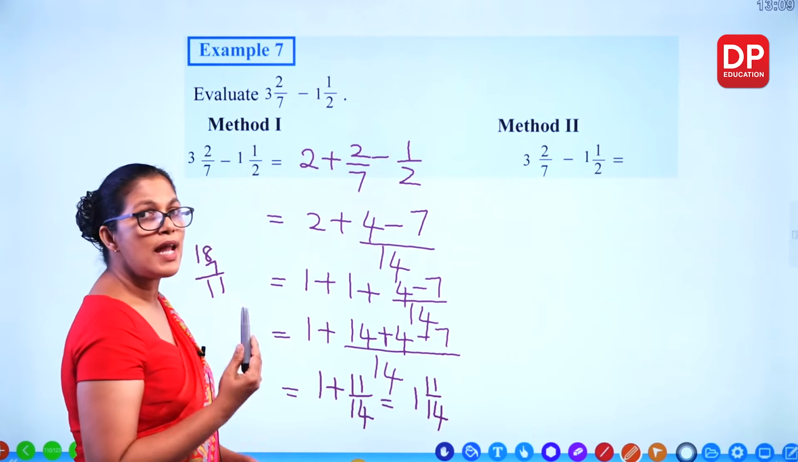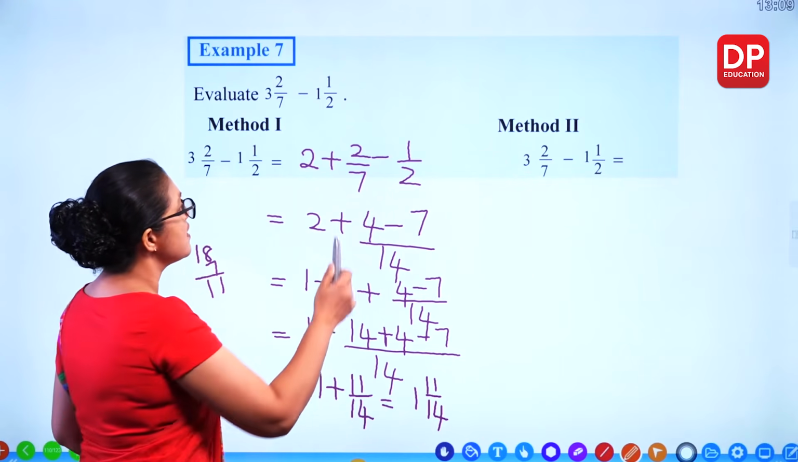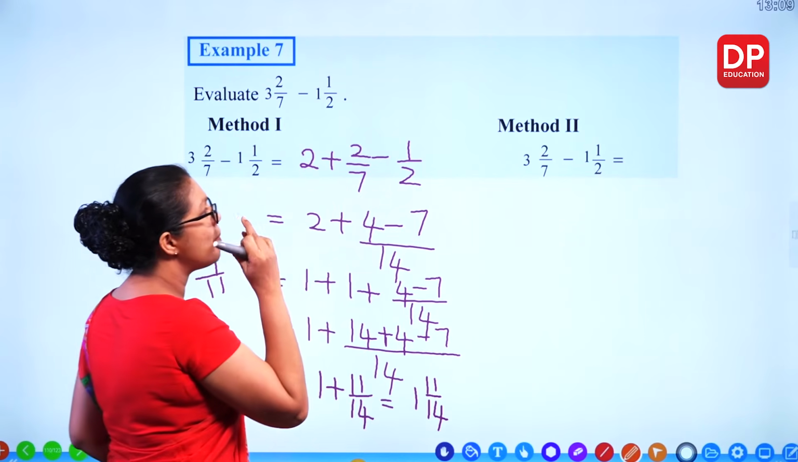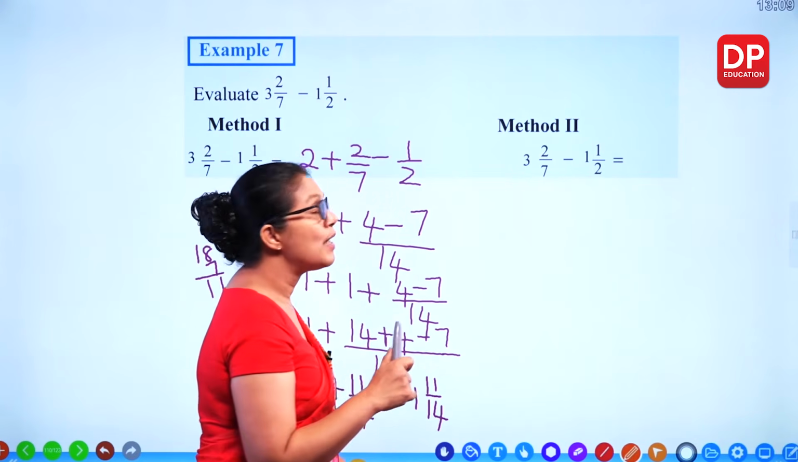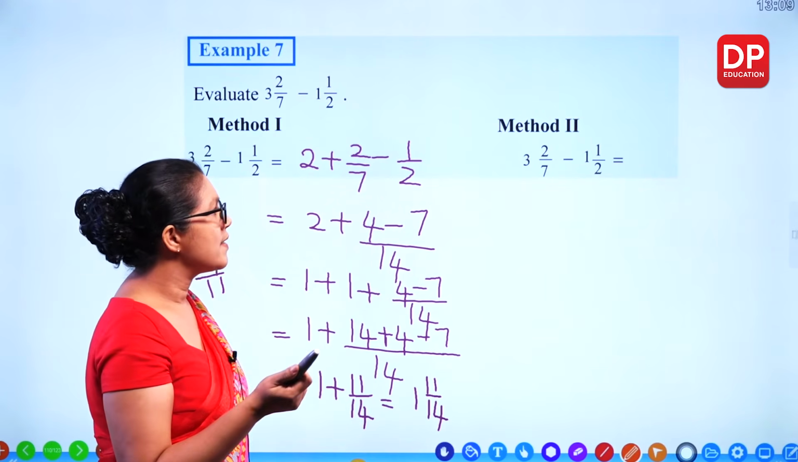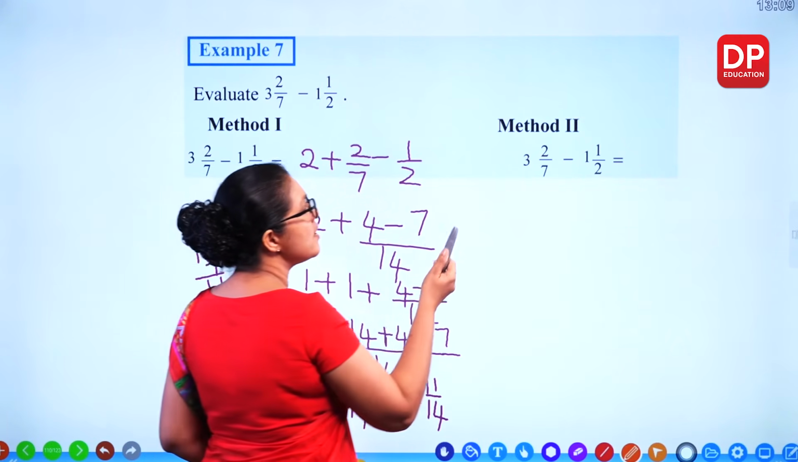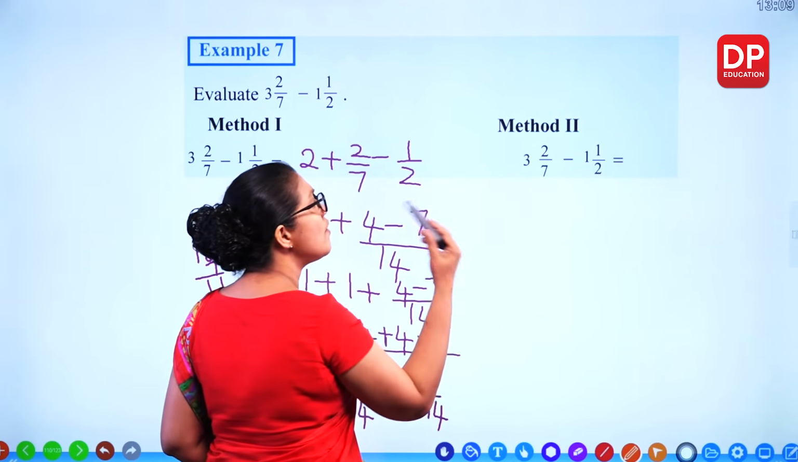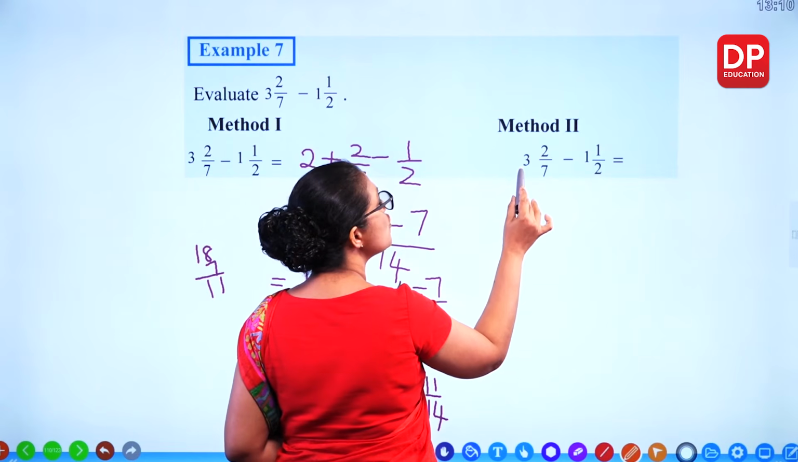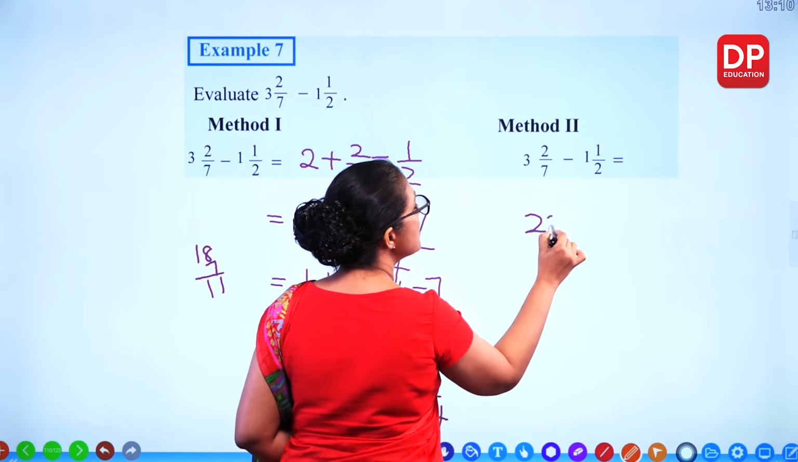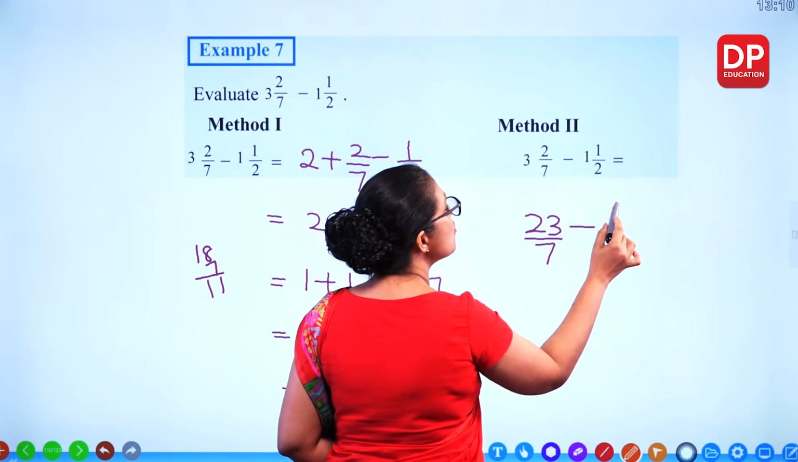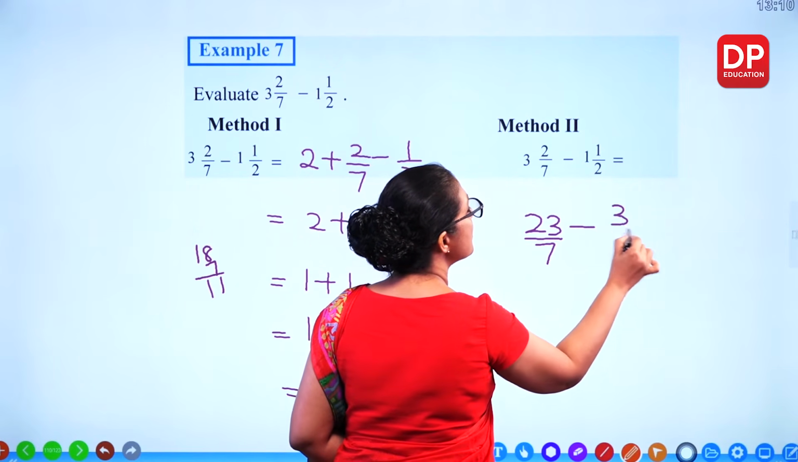Now we can use another method. Because here you got a negative answer, so you had to take 1 from the whole part. Now when we convert mixed numbers to improper fractions, you don't need to face that problem. You can do it at once. So we'll convert mixed numbers to improper fractions. 7 times 3, 21 plus 2, 23. This one, 2 times 1, 2 plus 1, 3.